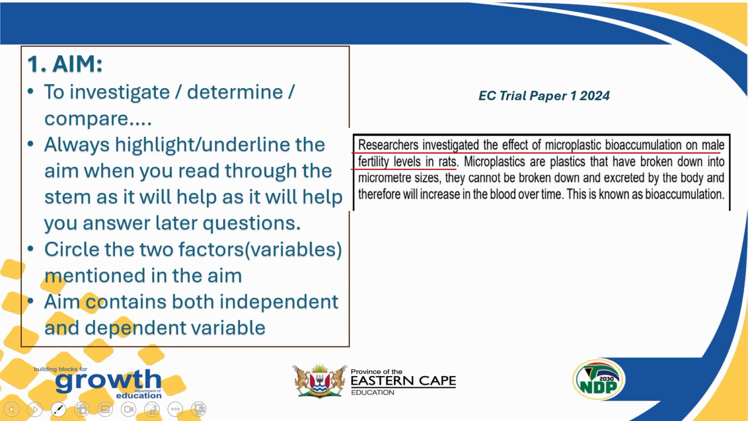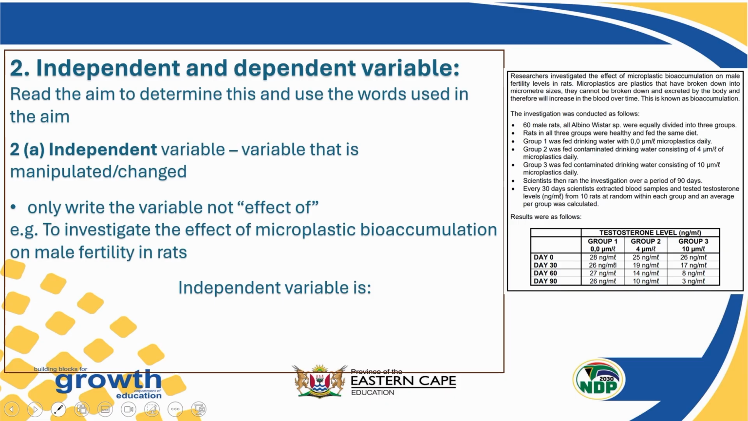Once you have highlighted or underlined the aim, the next thing to do is to circle the 2 factors or variables represented in the aim. So in this aim, the 2 factors are microplastic bioaccumulation and male fertility in rats. This is your independent and dependent variable. Now let's decide which one is independent and which one is dependent.